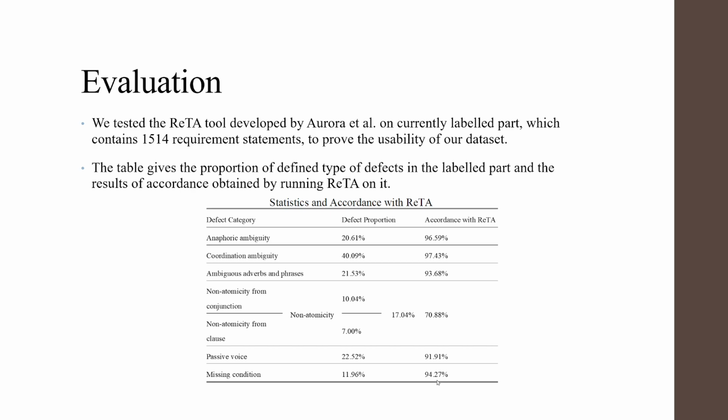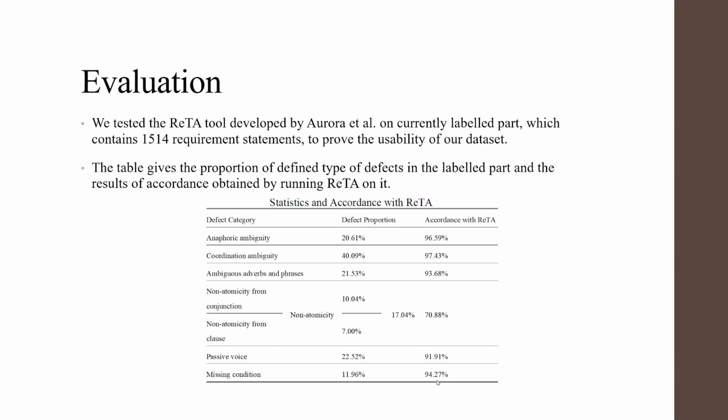It can be seen that the defect classification defined in our dataset has been fully covered, and the most common type is the defect of coordination ambiguity. The least common one is non-atomicity from clause. It shall be noted that the non-atomicity defined in RETA is not subdivided by causes, so we combine this category for comparison.